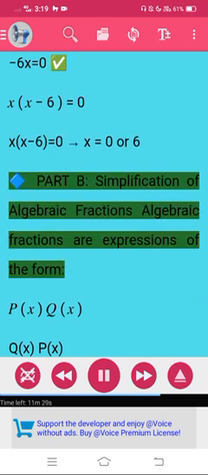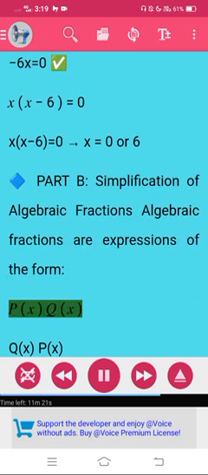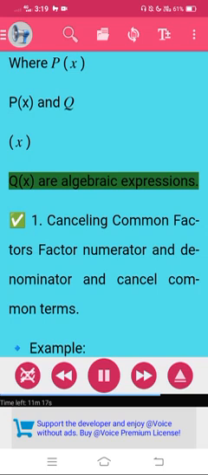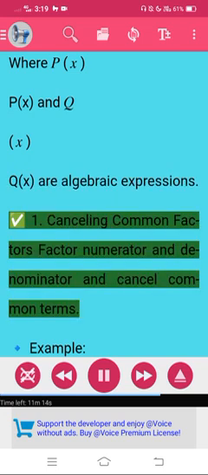Part B: Simplification of algebraic fractions. Algebraic fractions are expressions of the form P(x)/Q(x), where P(x) and Q(x) are algebraic expressions. 1. Canceling common factors: factor numerator and denominator and cancel common terms.